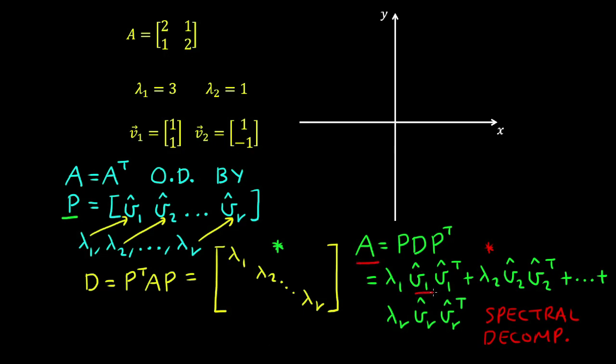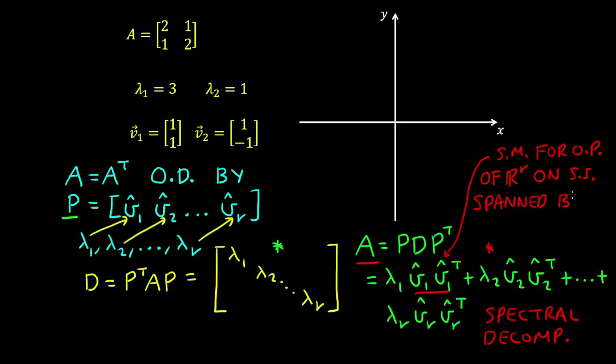And noting the product of the vector with its transpose will give a square matrix, then this matrix is the standard matrix for the orthogonal projection of the vector space of R^n onto the subspace spanned by the vector v1 hat. And this will be the standard matrix for the orthogonal projection onto the subspace spanned by v2 hat, and so on. And let's visualize this geometrically.